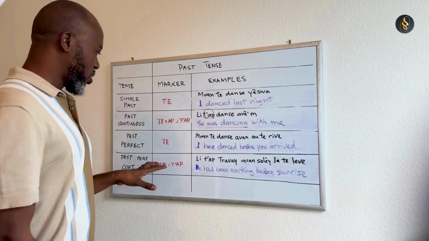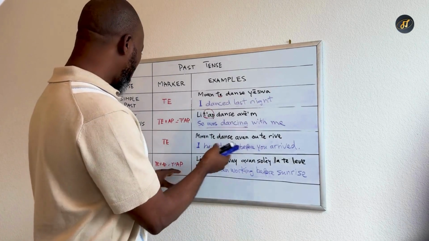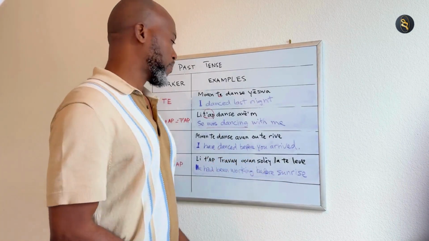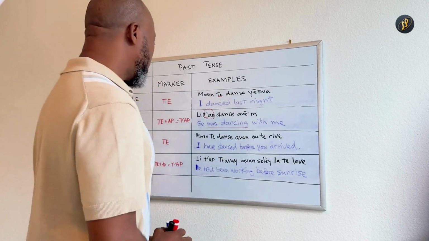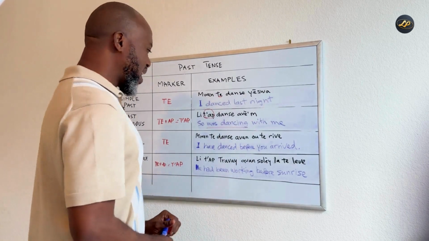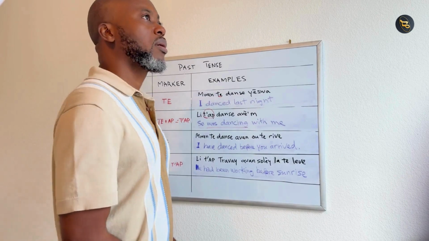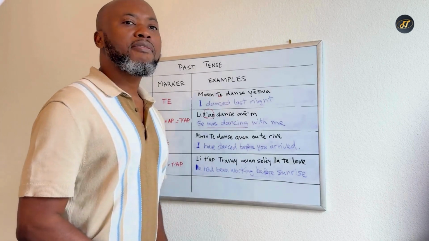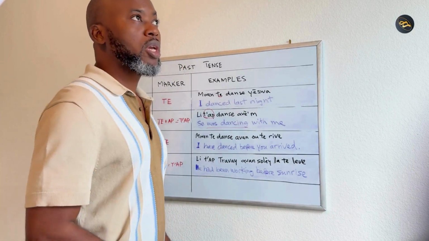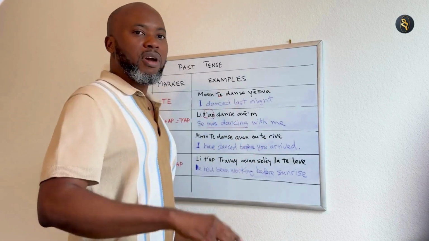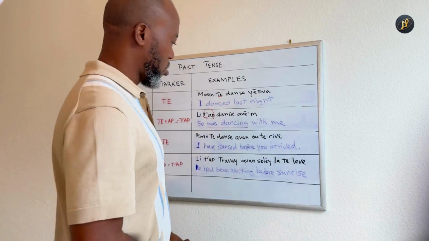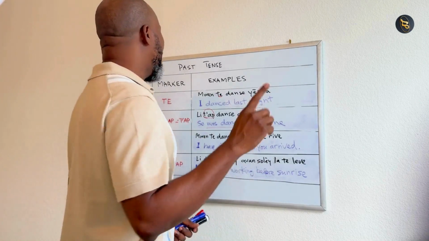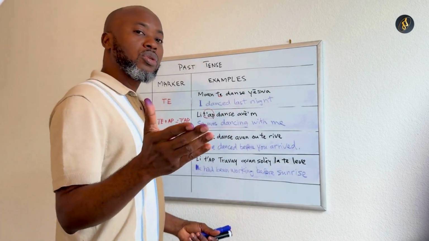Past perfect continuous. It's te plus a plus anything we did with this one. Li tap travay avant soleil la te leve. He had been working before sunrise. Li tap jwe boul avant ou te vini. Li tap jwe basket avant ou te vini. Okay? So, he had been playing basketball before you came.